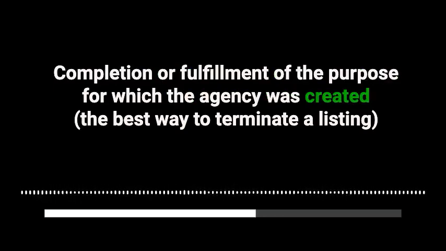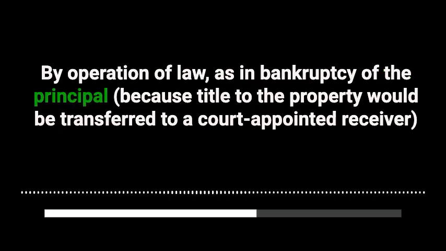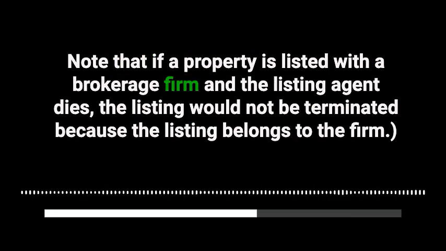A listing agreement may be terminated for any of the following reasons: completion or fulfillment of the purpose for which the agency was created, expiration of the terms of the agency, mutual agreement to terminate the agency, breach by one of the parties, such as abandonment by the agent or revocation by the principal, by operation of law, as in bankruptcy of the principal, destruction or condemnation of the property, death or incapacity of either party.